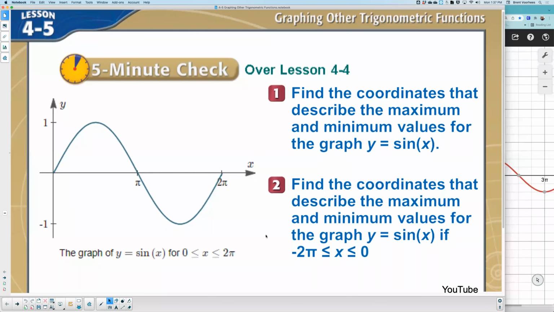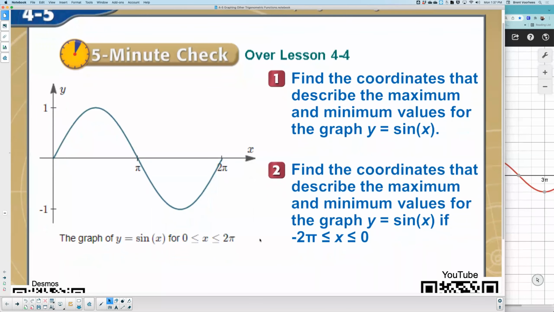All right, lesson 4.5. As we open up this bell ringer, this is very similar to the ACP problem for 4.4, whereas on 4.4 we were looking at the cosine graph. This packet opens up showing us an image of the first and fourth quadrants of the sine graph, y equals sine x.